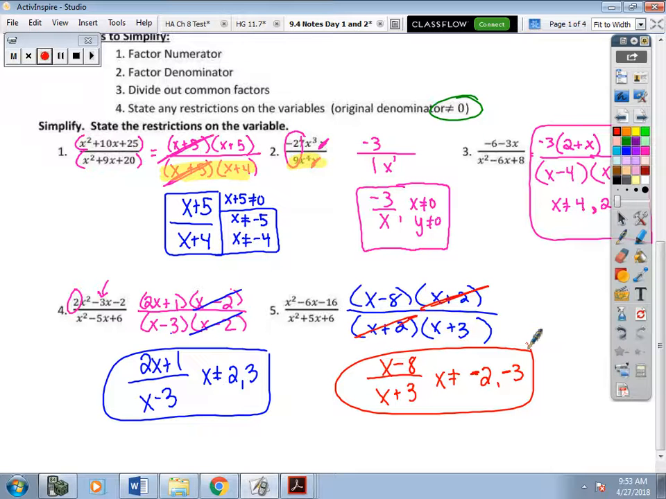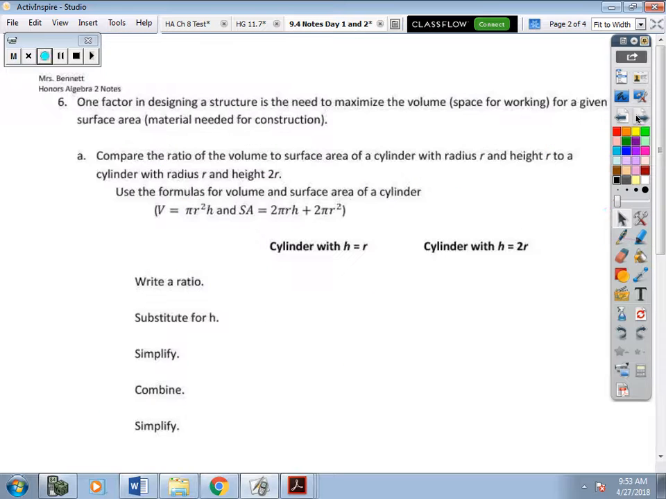All right, on the back we just have some geometry relationships here. We're looking at designing a structure where we want to maximize the volume, or the space for working, for a given surface area, material needed for construction. We want to compare the ratio, which remember is just a fraction like A over B, of the volume to the surface area. So we're going to do the ratio of the volume over the surface area of a cylinder. And I've given you the formulas, but those of you in geometry are familiar with those.